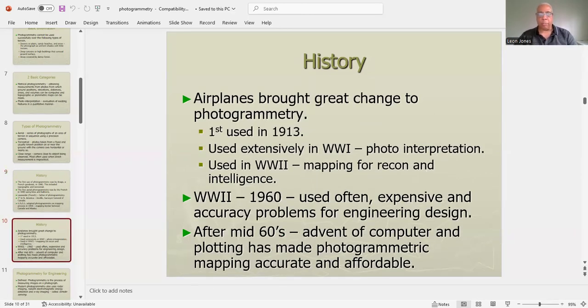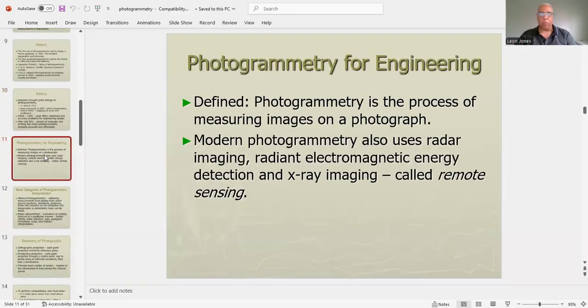Some more history. Airplanes brought great change to photogrammetry. First used in 1913, used extensively in World War I for photo interpretation, used in World War II for mapping, recon and intelligence. From World War II to 1960, it was used often, but was expensive and had accuracy problems for engineering design. After the mid-1960s, the advent of computers and plotting has made photogrammetric mapping accurate and, of course, affordable.